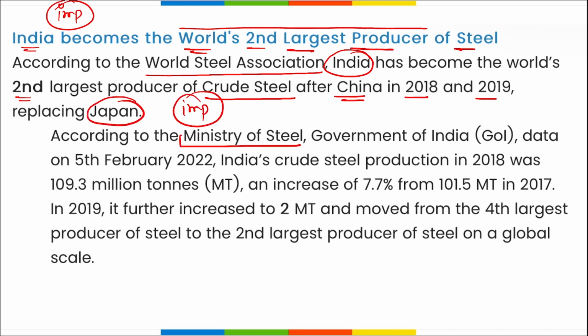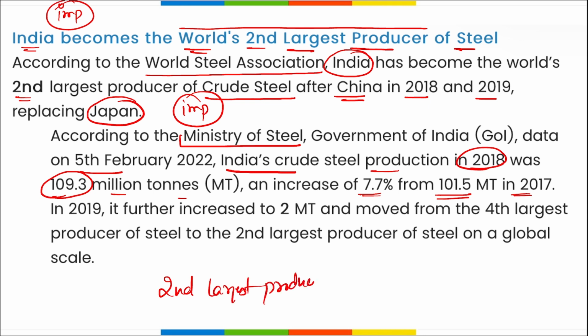According to the Ministry of Steel, Government of India, data released on 5th of February shows that India's crude steel production in 2018 was 109.3 million tons. That is an increase of 7.7% from 101.5 million tons in 2017. All right, not mega, million tons. So remember, direct question, which is the second largest producer of steel? It is India. As simple as that.